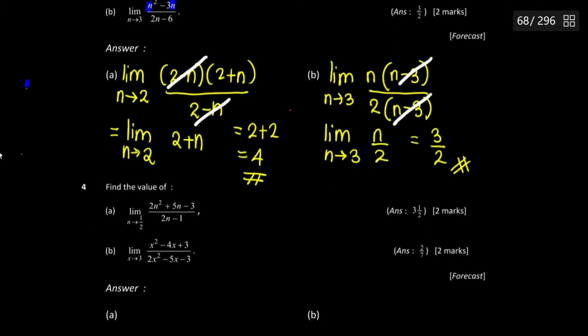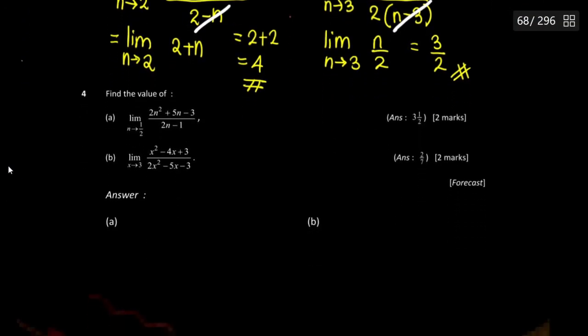Okay, let's look at question 4. Question 4 looks more complicated, right? Especially if you see a power and all, try to simplify and make it as small as possible. All right, so now let's look at the first one. Limit of n approaching 1 over 2 of 2n squared plus 5n minus 3 over 2n minus 1.